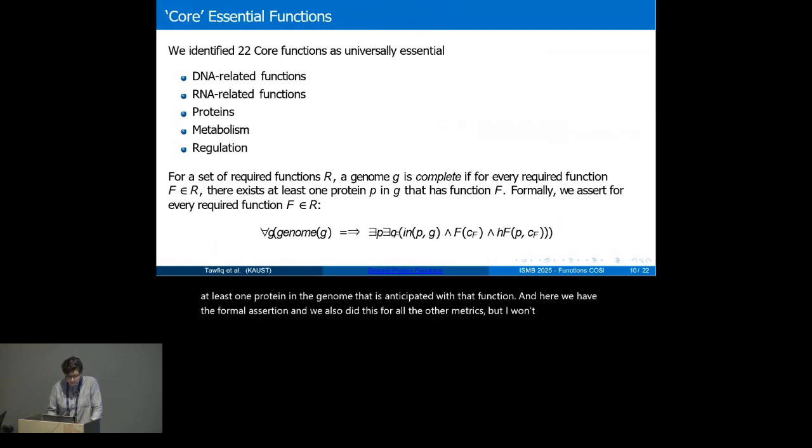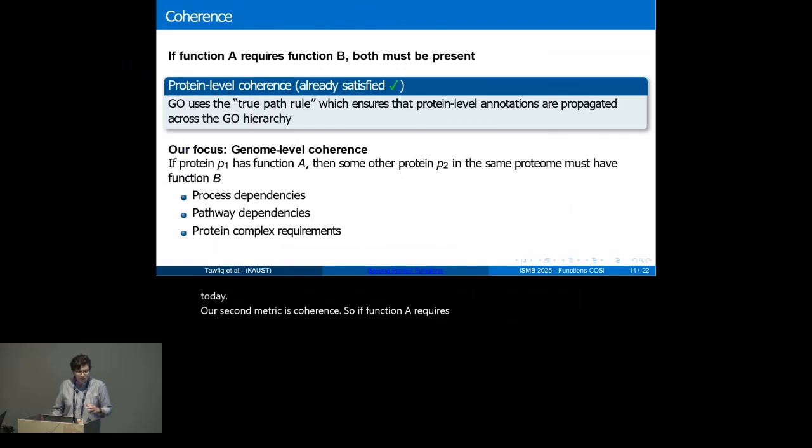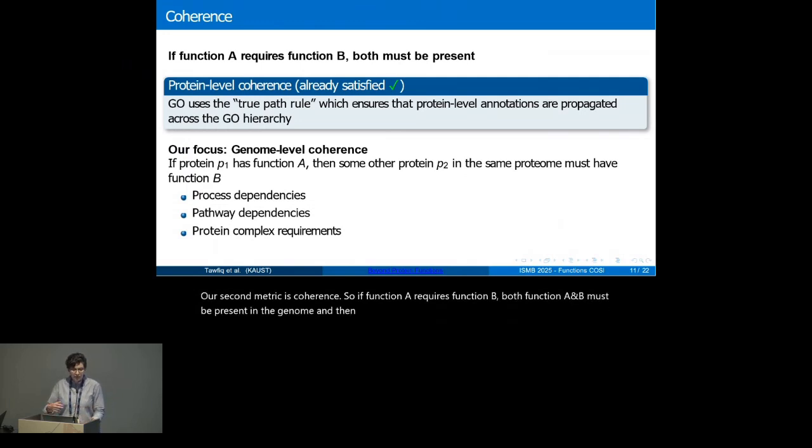And here we have the formal assertion, and we also did this for all the other metrics, but I won't go into that today. Our second metric is coherence. So if function A requires function B, both function A and B must be present in the genome. And then there's two levels to coherence. There's protein level coherence, but since GO uses the true path rule, which ensures that protein level annotations are propagated across the GO hierarchy, we assume that this protein level coherence is already satisfied.